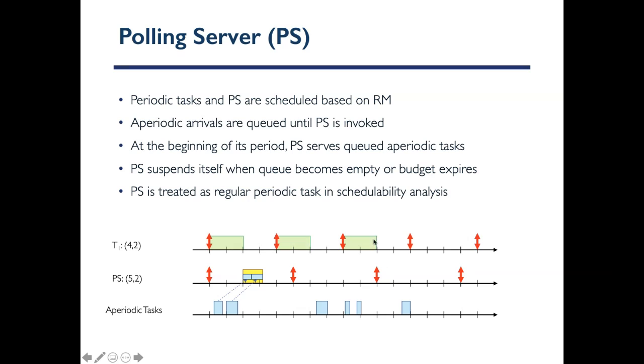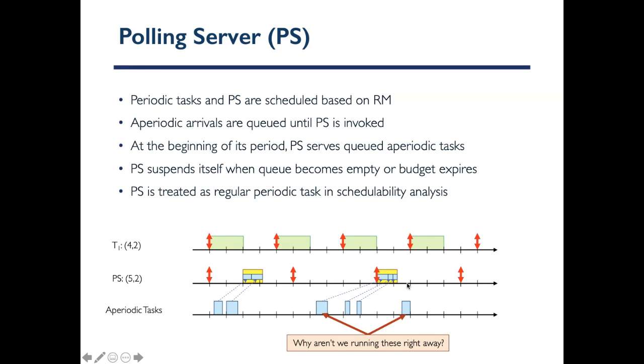Now, let's say here at this point, again, we run T1 and now it's PS's turn. PS wakes up, looks at its queue. There are 3 tasks now in the queue. It can execute them. And again, the moment there is no task in the queue, it will yield. And so on and so forth.